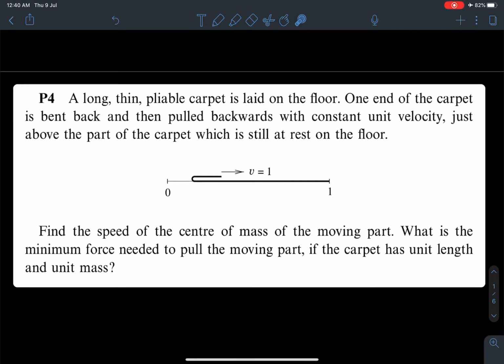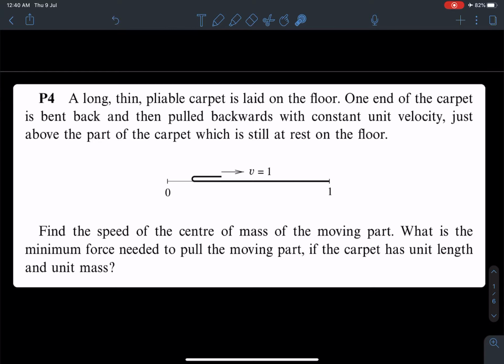So as you can see here, a long thin pliable carpet is laid on the floor. One end of the carpet is bent back and then pulled backwards with a constant unit velocity just above the part of the carpet which is still at rest on the floor. So as you can see in the diagram here, there is a carpet which is lying on the ground and we are pulling this end with a velocity of v.